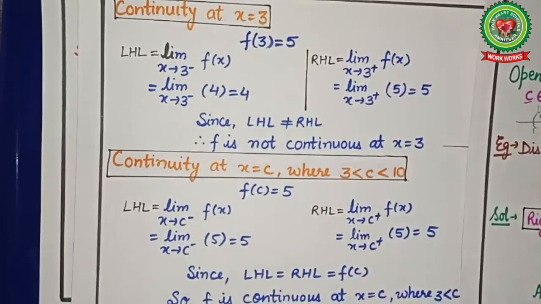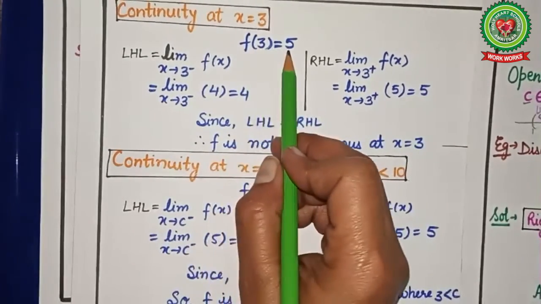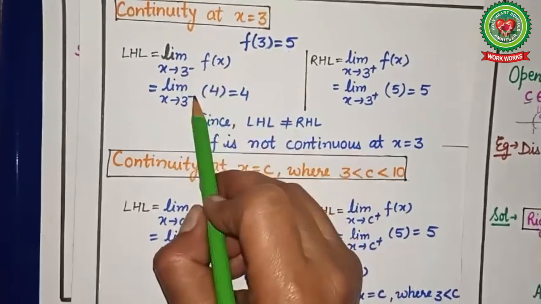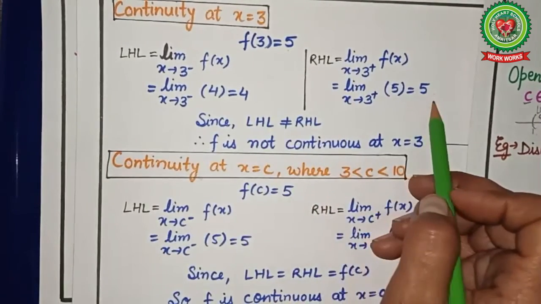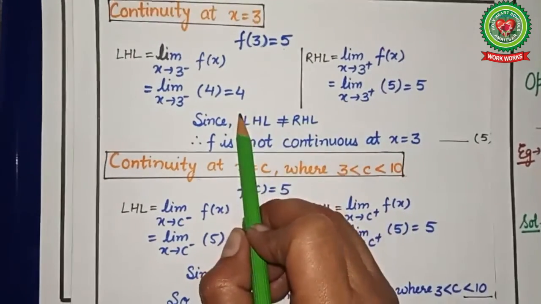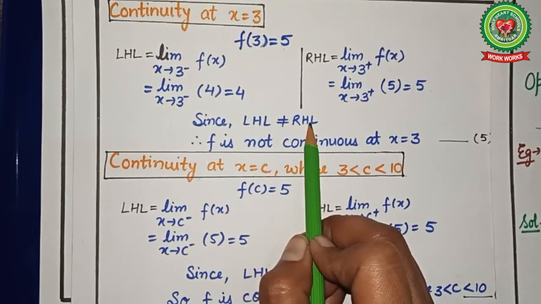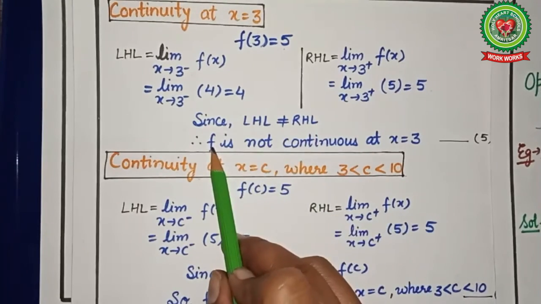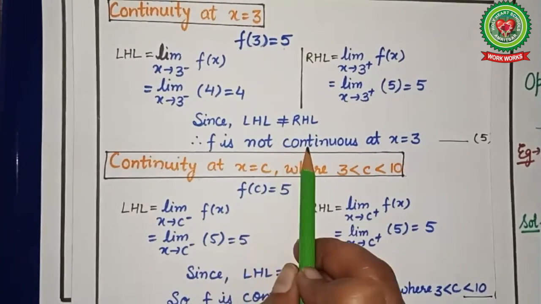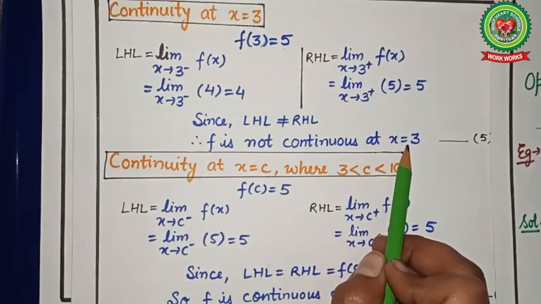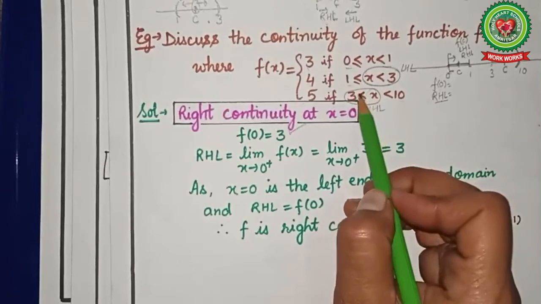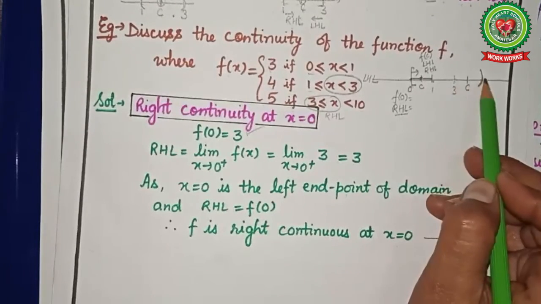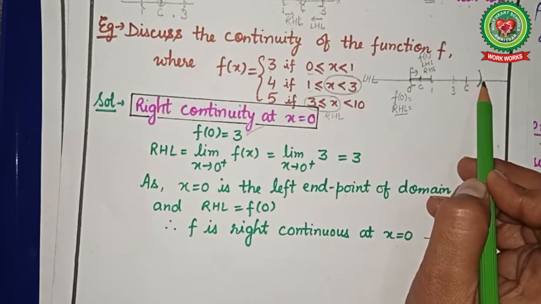So here f(3) is equal to 5. The left hand limit is equal to 4, the right hand limit is equal to 5. So the left hand limit and right hand limit are not equal. So we can say that f is not continuous at x equal to 3. Now the last interval is left, when the value of x lies between 3 and 10.